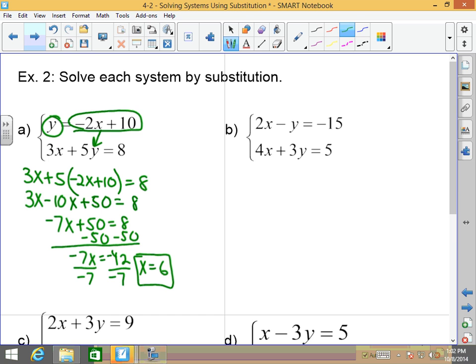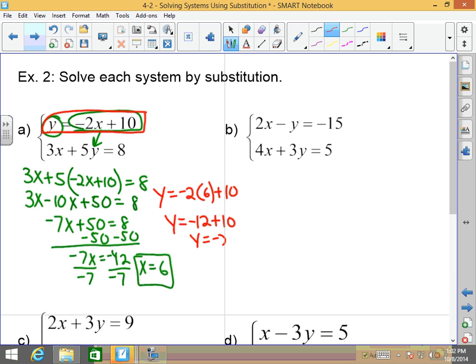Now, let's plug it into the other equation to solve for y in this particular case. So y equals negative 2 times x, which is 6, plus 10. y equals negative 12 plus 10. So y equals negative 2. What is my solution? My solution equals 6, comma 2, the x and y value.